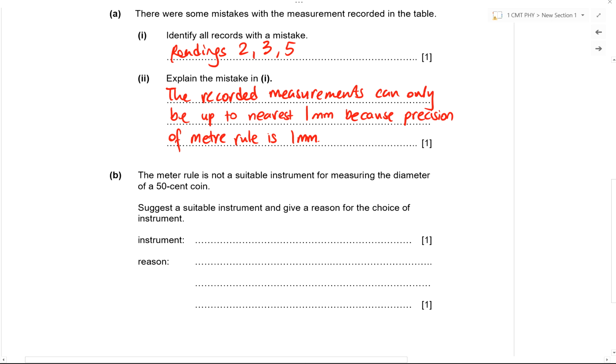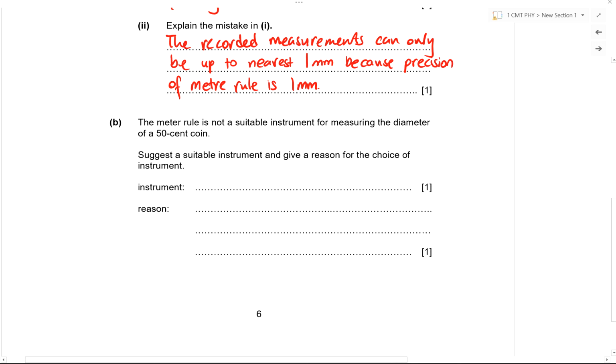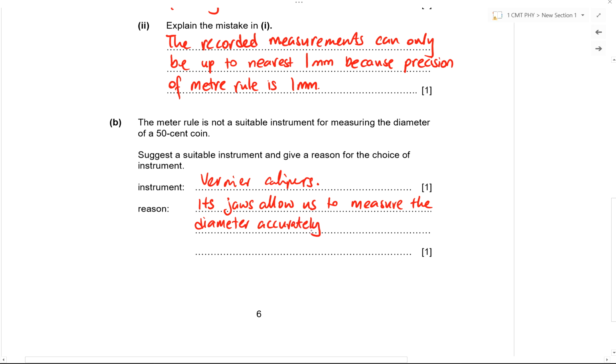Then in part B, like I mentioned at the start, the meter rule is not suitable. Suggest a suitable instrument. So we can use a vernier calipers. The reason is because there are two answers that I accepted. First one, like I mentioned, its jaws allow us to measure the diameter accurately as compared to the ruler. The ruler cannot help us identify where the diameter is. So this is one possible answer.